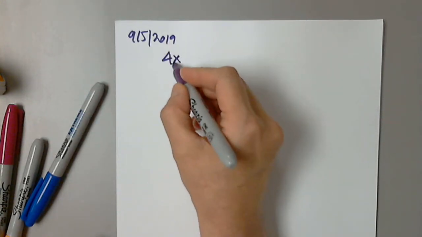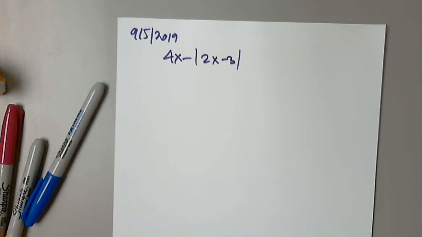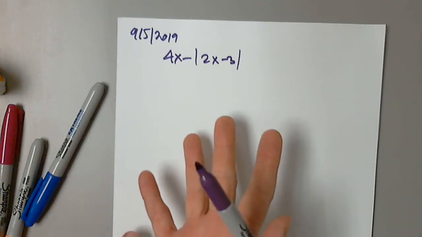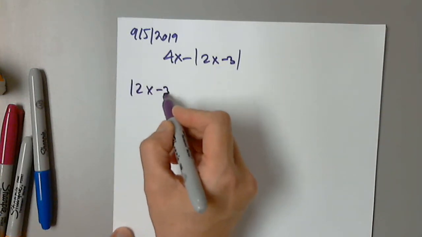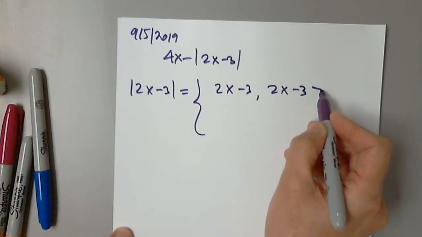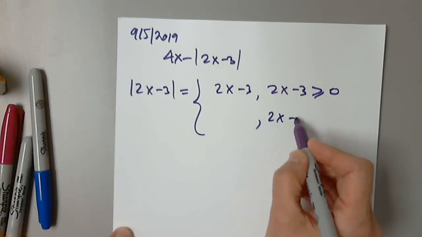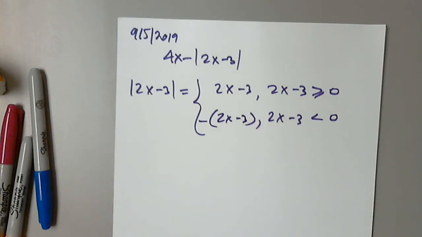4x minus 2x minus 3 in absolute value. Okay. Good. So in this particular situation, we only have one absolute value. This is where I start. And I copy the same thing 5 times. I copied it 5 times because it's the absolute value, and that's all I have to do for now.